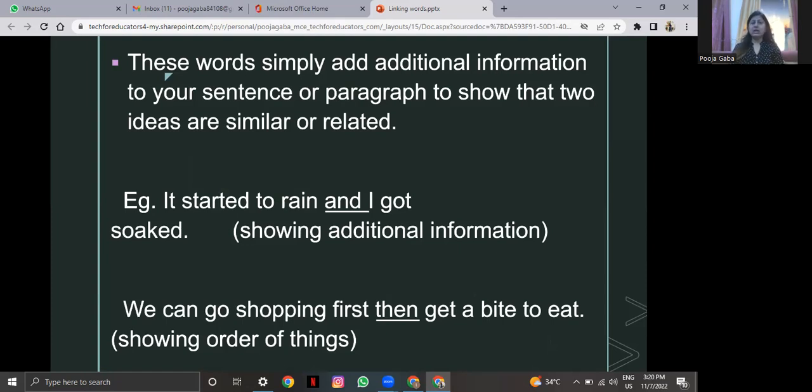Now see the next one. We can go shopping first, then get a bite to eat. Here this linking word then is showing the order of the things, that first we will do this and then the next thing. So it can also show the order of the things, or we can say the timing of the events also.